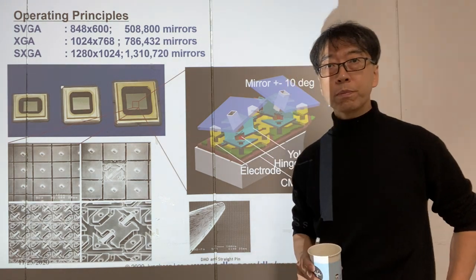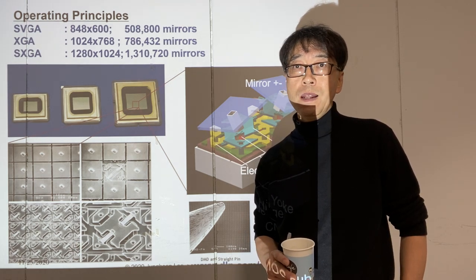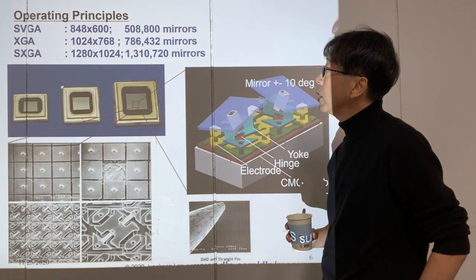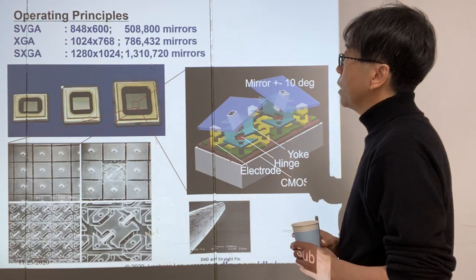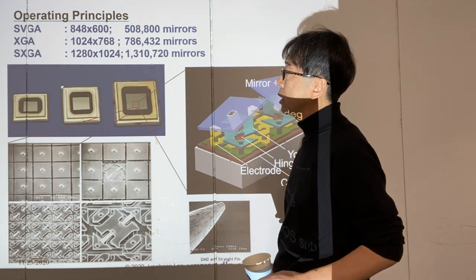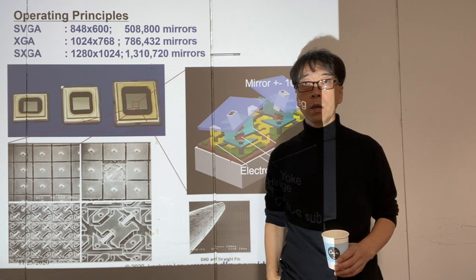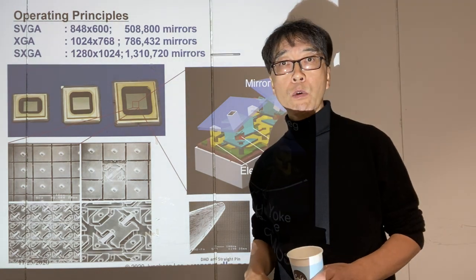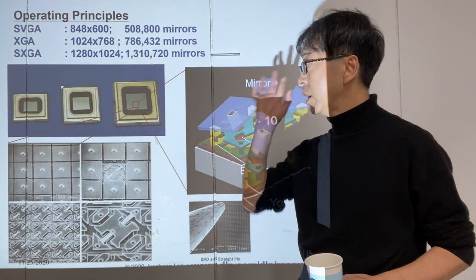And furthermore, all these processes are fully commercialized, fully verified, and they are producing maybe millions of these things a year to sell all around the world. So if you have SVGA, we are talking about 500,000 mirrors. XGA, 786,000 mirrors. And SXGA, we are talking about 1.3 million mirrors. 100% are working perfectly for over 95,000 hours. None of them will fail. Isn't that really amazing, right?